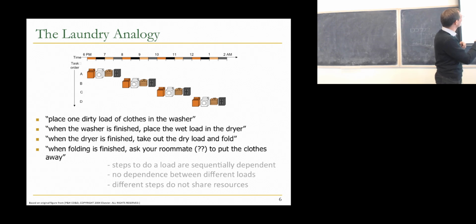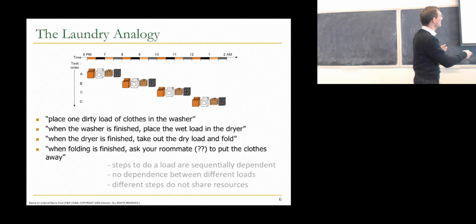Every step is dependent on the previous step, right? But if you have multiple loads, they're independent. This is a multi-cycle laundry design, if you will. And different steps do not share the resources. You cannot dry clothes in a washer. You don't need the dryer to fold the clothes, right? Nobody folds clothes in their dryer.